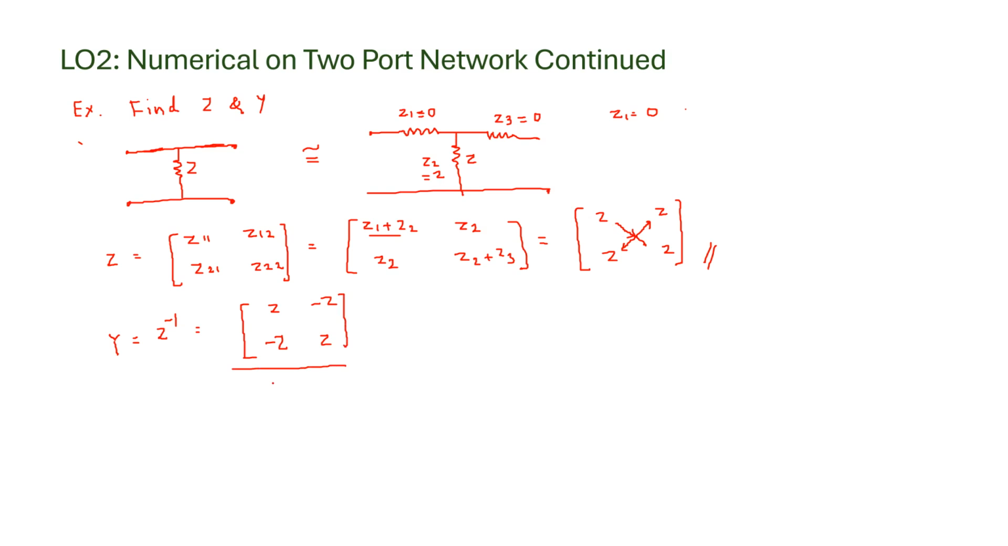The determinant will be Z squared minus Z squared, and this will be 0, and anything divided by 0 will be infinity. So we will have infinity, infinity, infinity, and infinity. So all the parameters will be infinity. So this is how we can find the Z and Y parameters for this circuit.